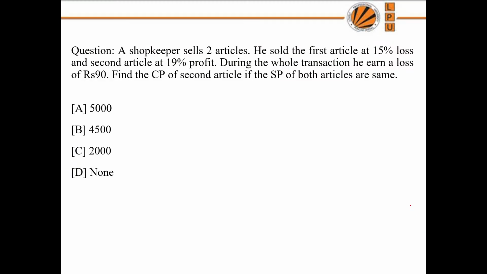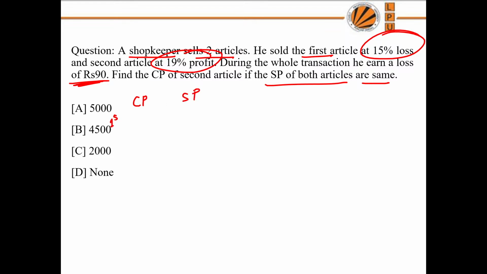Okay, see again. Shopkeeper sells two articles, sold first at 15% loss, second at 19% profit. SP is same. And in the whole transaction, he is getting loss of 90. SP is same for both. So let's start with CP and SP always first. For first article and second article.